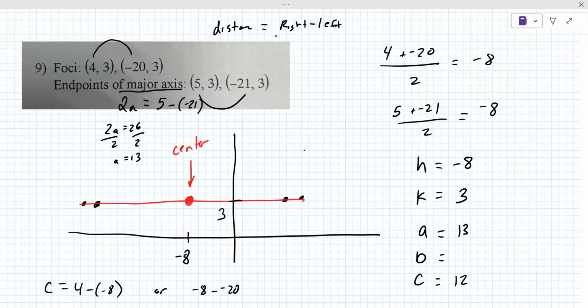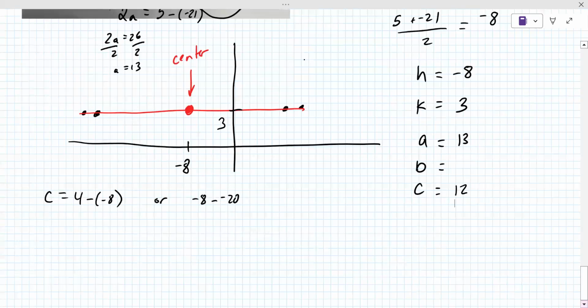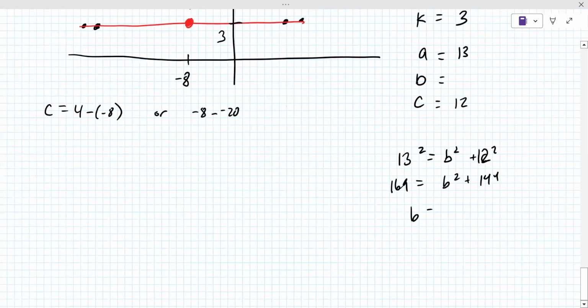Any questions on that? No. Okay, to find B, you're going to use that formula again. Notice you always find 2 of the 3 letters, A, B, and C. It's kind of like the Pythagorean theorem: 13 squared equals B squared plus C squared, so 169 equals B squared plus 144. You end up getting B equals 5. They are often Pythagorean triples.